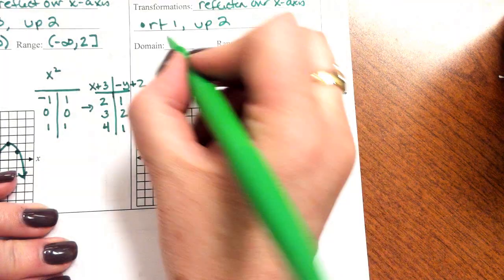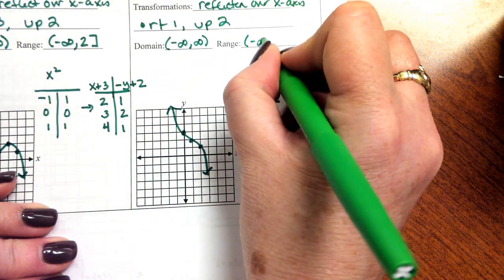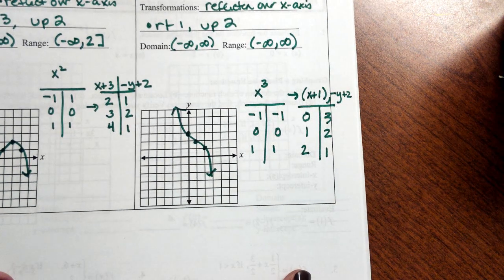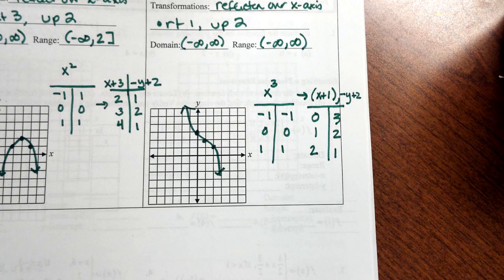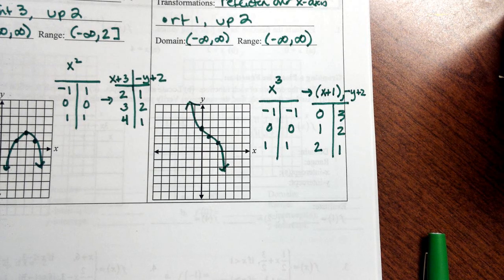transformations. Domain is going to remain unchanged because the domain and range, if the parent function has a domain and range of all real numbers, no matter what transformations you do, you'll still have a domain and range of all real numbers. So that is the section 7.2, a review of your transformations.